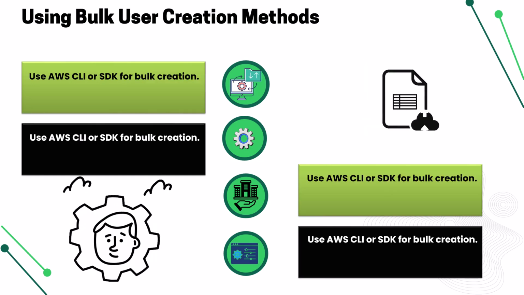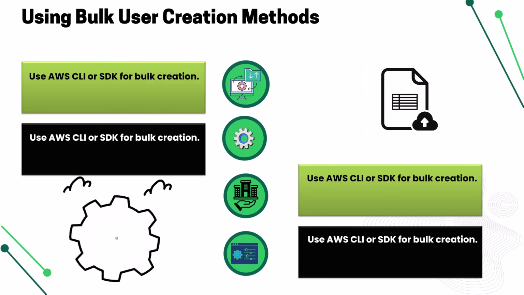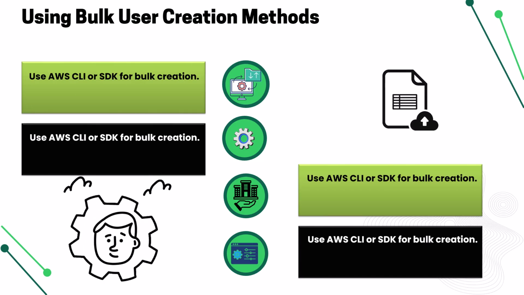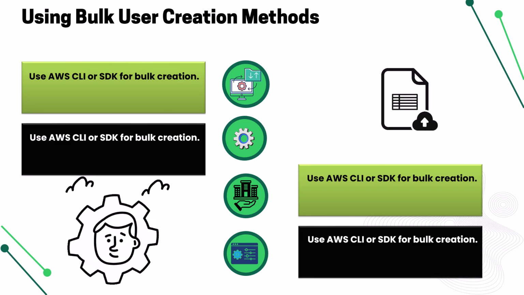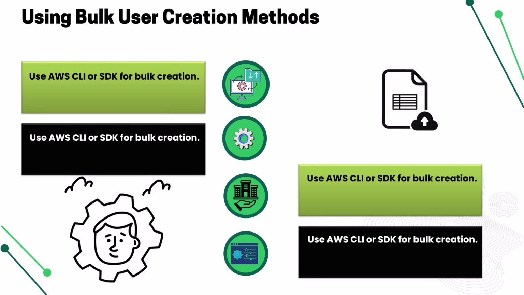Want to create 20 users at once? That's a lot of clicks, unless you use bulk creation methods. CLI, SDK, or CSV upload makes life easier. Why do it manually when automation can handle the heavy lifting?